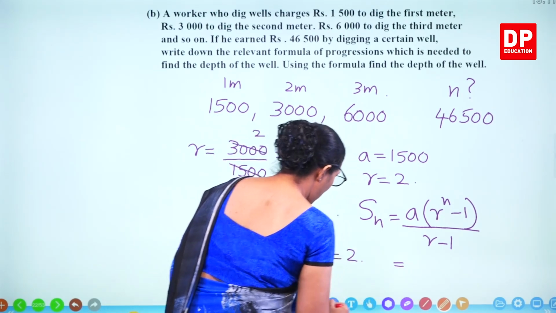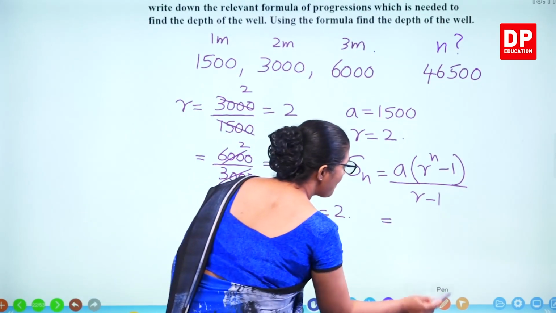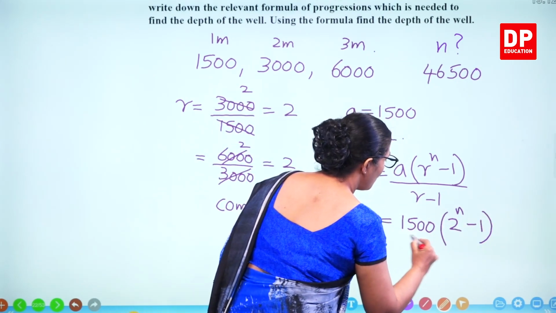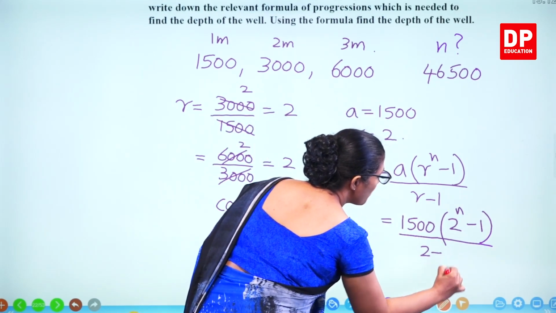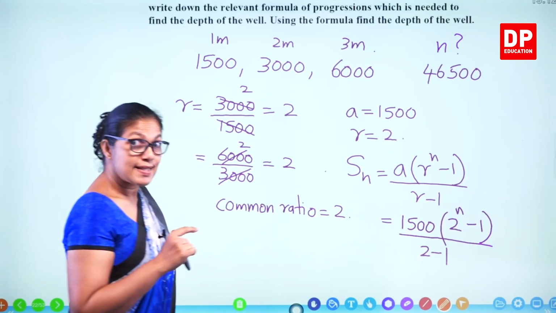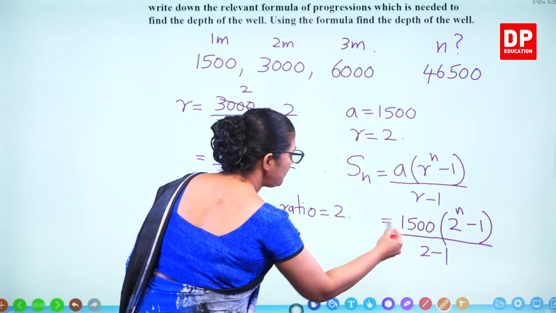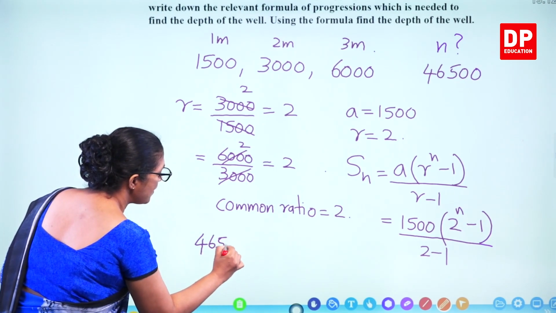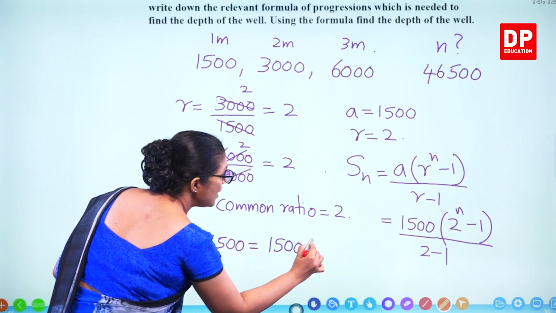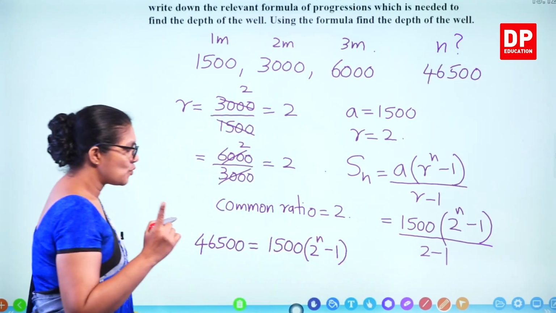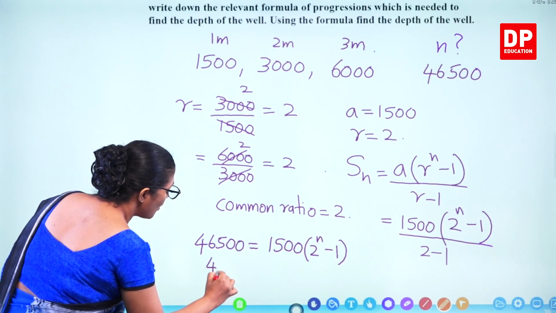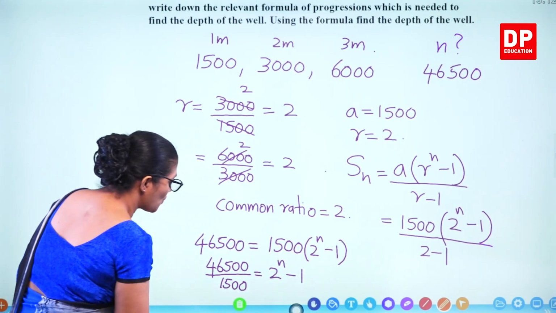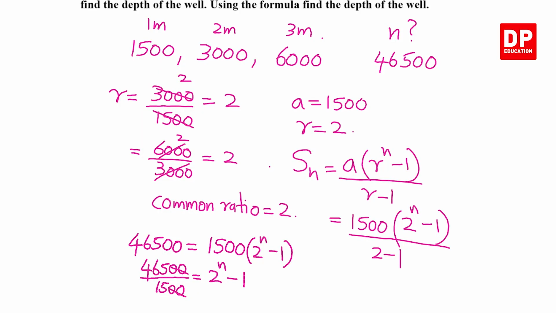So here, what's the a value? The a value is 1,500 and r is 2. So 2 to the power n minus 1, over r minus 1, that's 2 minus 1. The sum is given as 46,500. So we'll substitute. Instead of Sn, I can now write 46,500 equals 1,500 into 2 to the power n minus 1, over 2 minus 1, which becomes 1. Divide by 1,500. 46,500 divided by 1,500 equals 2 to the power n minus 1. 2 zeros get cancelled out. Divide by 15.